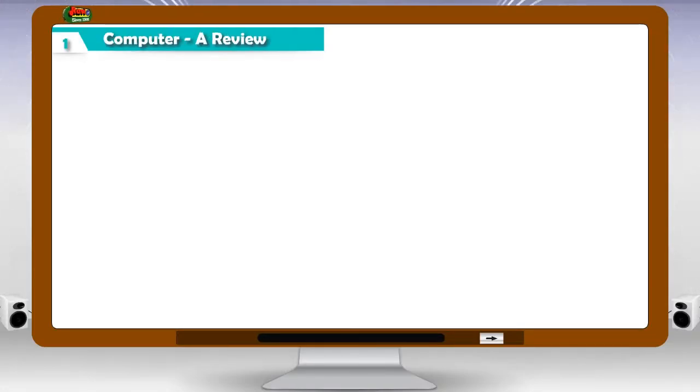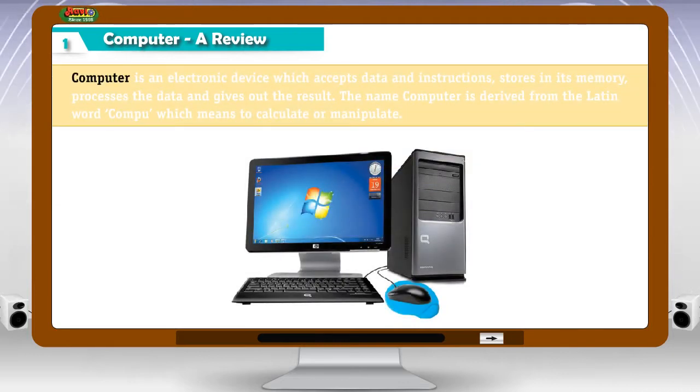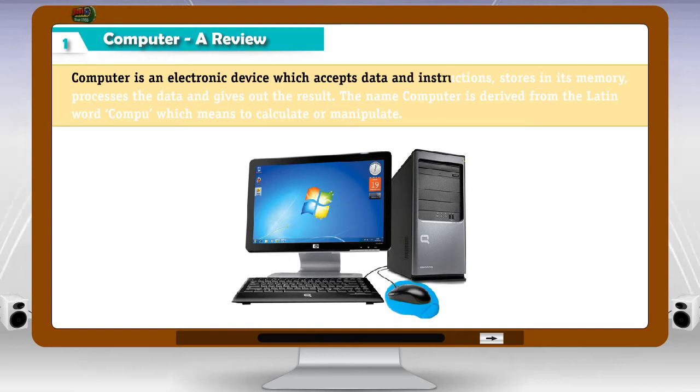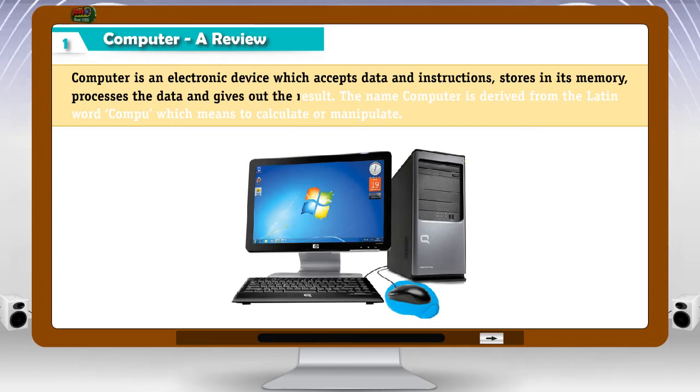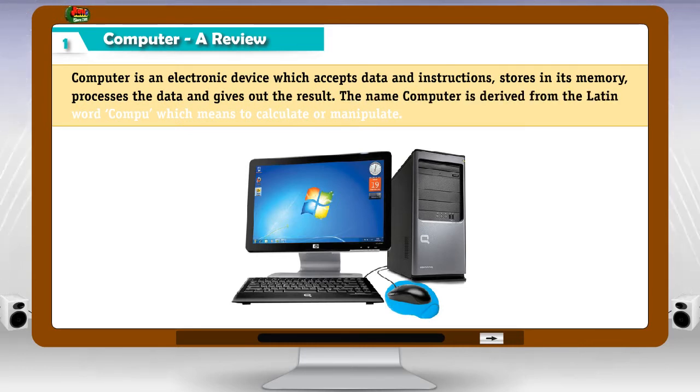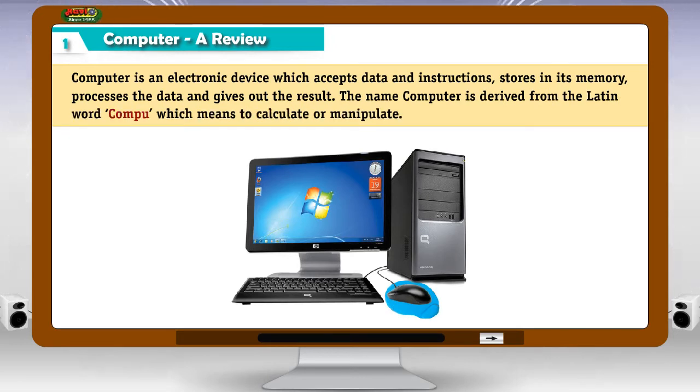1. Computer. A review. Computer is an electronic device which accepts data and instructions, stores in its memory, processes the data, and gives out the result. The name computer is derived from the Latin word compu, which means to calculate or manipulate.